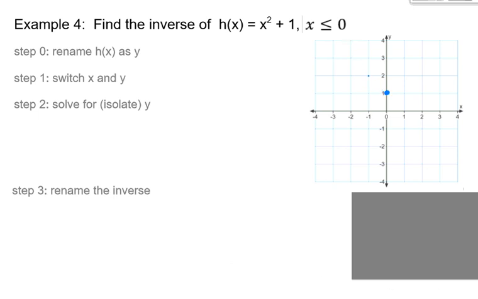Let's try that again. Something like that. I get the idea.